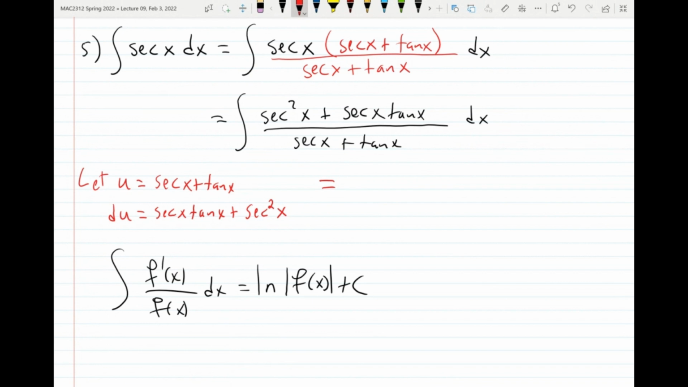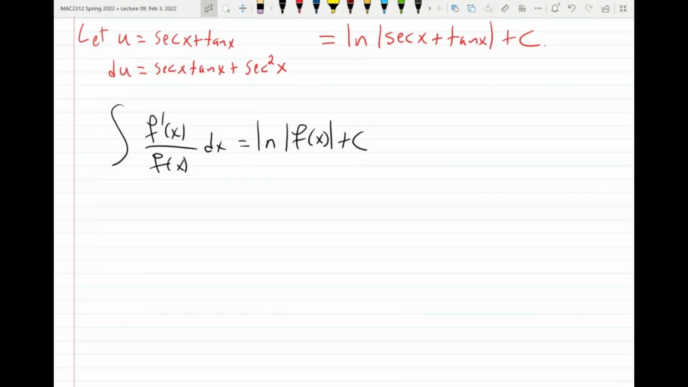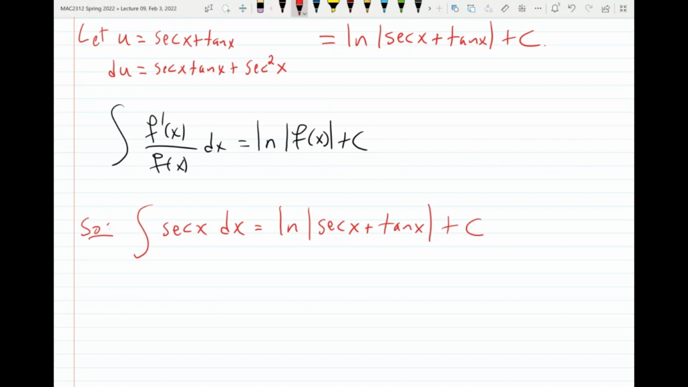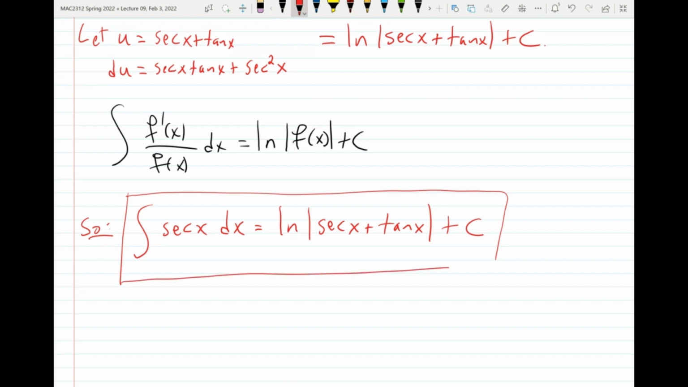Moral of the story: the integral of secant is ln of the absolute value. This is important, the absolute value, of secant plus tan. Okay? So make sure that you know this. You need to know this because this integral is going to pop up in many situations, and you don't want to be playing that trick every single time. You just want to remember this result. So the integral of secant is ln of the absolute value of secant plus tan.